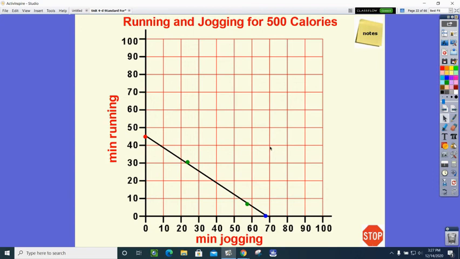So we're just going to start practicing standard form, and I'm just going to let you know that there will be a third form of line coming up pretty soon.